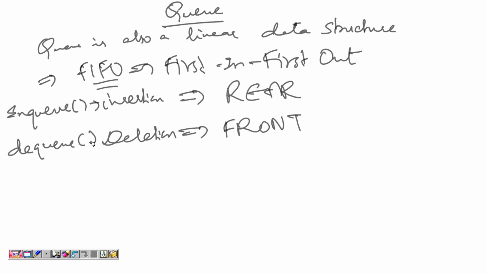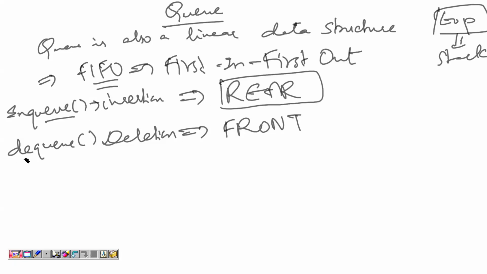As you all remember, in the stack, you perform insertion and deletion only at one end, that is called the top. But for the queue, you will be using the FIFO mechanism, first in, first out. I'll be performing insertion at one end, that is the rear end, and deletion, called dequeue, will be performed at the front end.